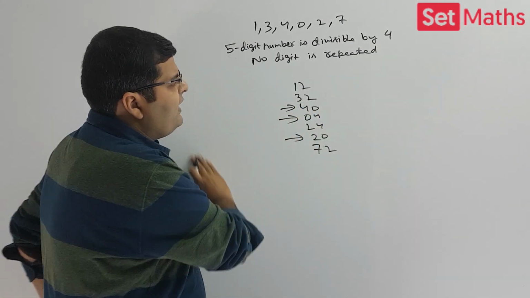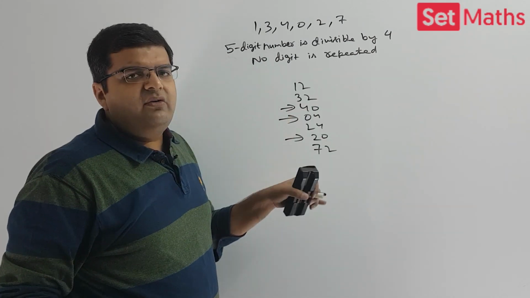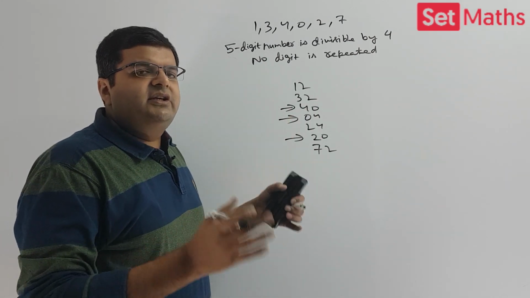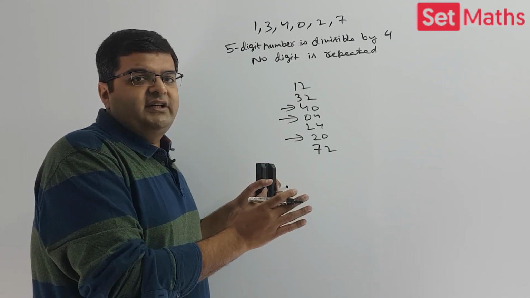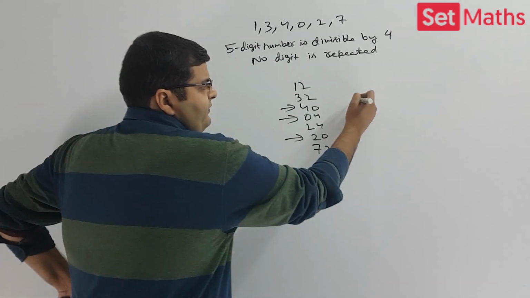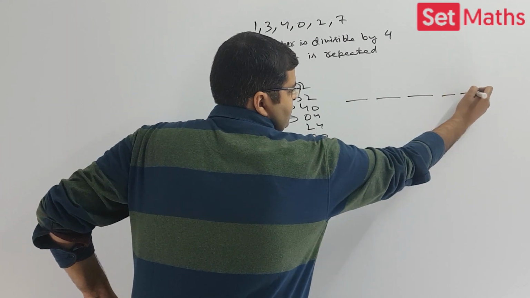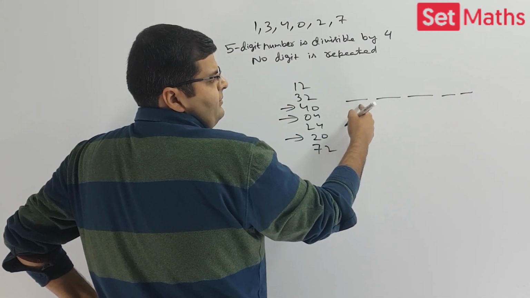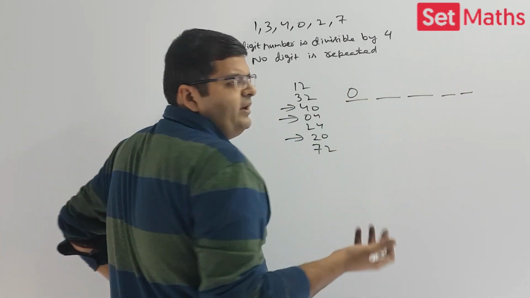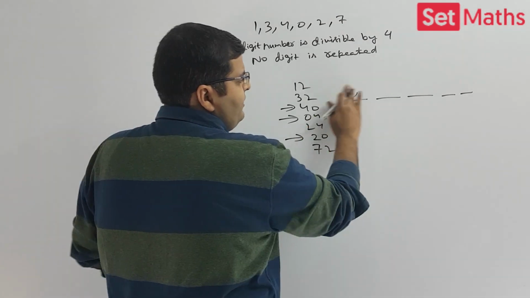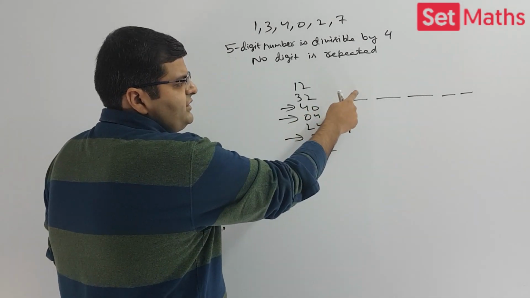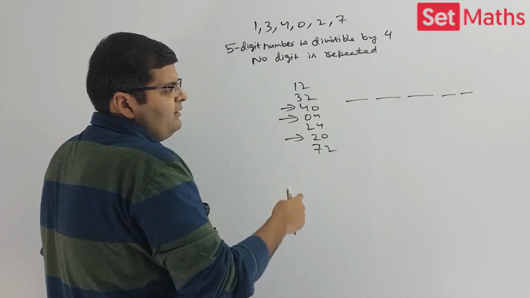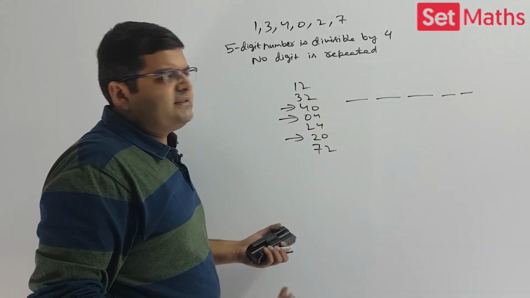Why will I do that? Because 0 will have a two-way restriction. 0 cannot be the first digit of a 5 digit number. If 0 is the first digit here, then this becomes a 4 digit number. So 0 cannot come here. That is why 0 has a two-way restriction: one restriction will be here, the other restriction will be here. So I will take the 0 cases separately.